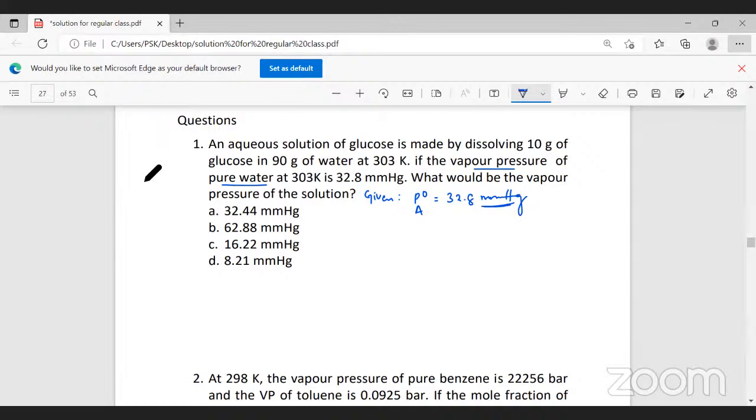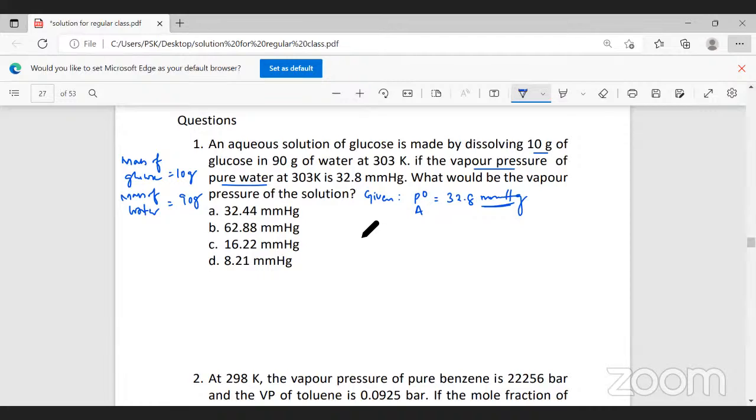What else is given? They've given you the mass of glucose, which is 10 grams. And they've given you the mass of water also. What is the mass of water? They've given 90 grams. So 10 grams of glucose is dissolved in 90 grams of water. So this is what they've given.